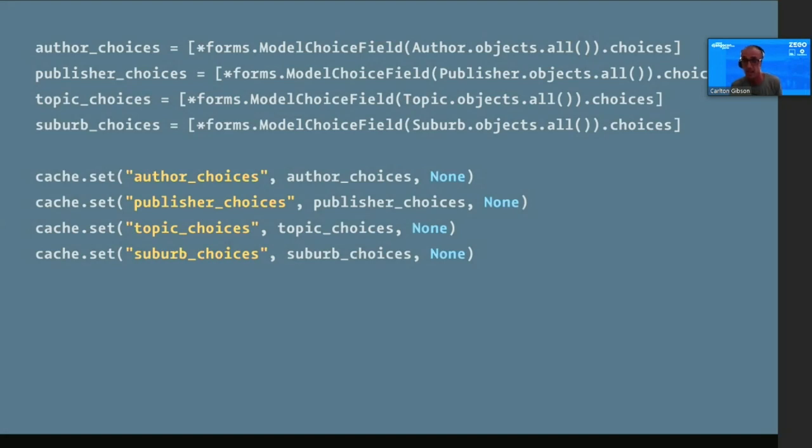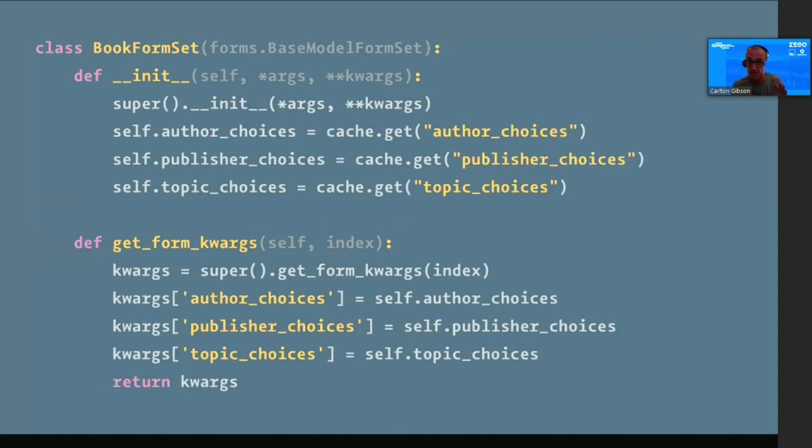Having done that, we can put those values into a cache. I'm just using a file cache here, and the None value says never expire it. I think I can manually expire it if this ever changes. I put this code in a cache_choices script that I ran from IPython from the shell. Then in our form set, we can update it to use the cached values instead of generating the query sets each time the form set's instantiated. So here in init, we fetch the values from the cache rather than calculating the choices. Everything else is exactly the same.